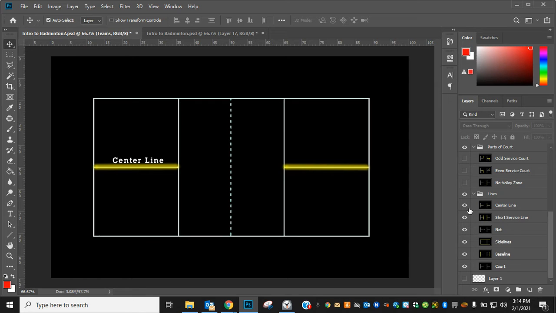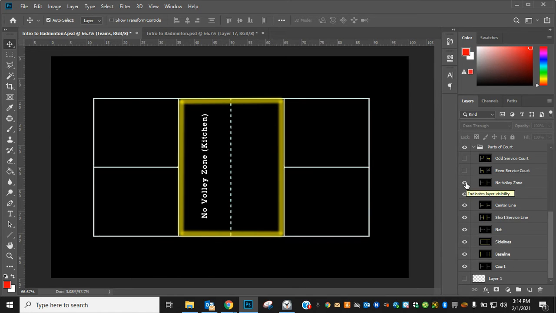Now that you know the different lines on the court, let's talk about the different areas that those lines define. First of all, let's talk about the no volley zone. The no volley zone is highlighted for you here. It is the area in between the two short service lines, and this is where the net lives. Some people call the no volley zone the kitchen.